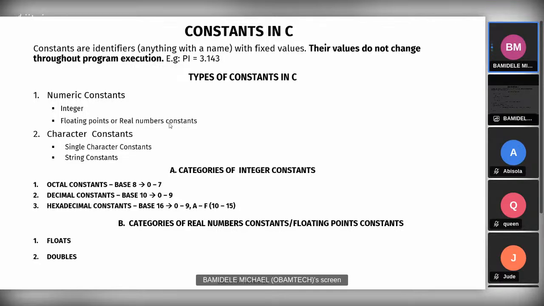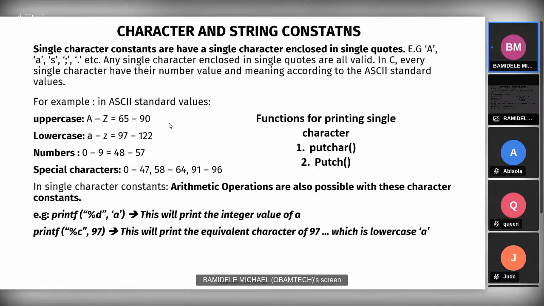So now moving forward, let's talk about character and string constants. Single character constants are constants that have a single character enclosed in single quotes. For example, you have single quote capital A, single quote lowercase a, single quote lowercase s, a character.